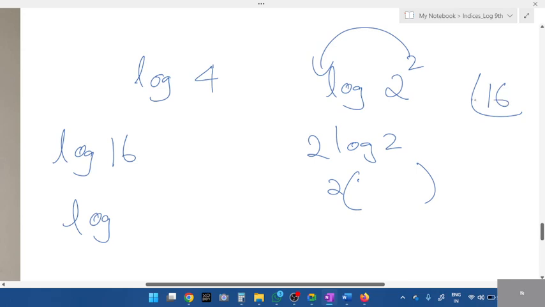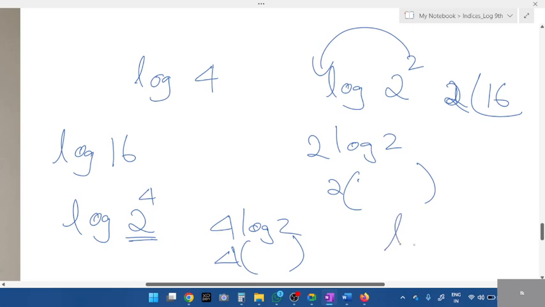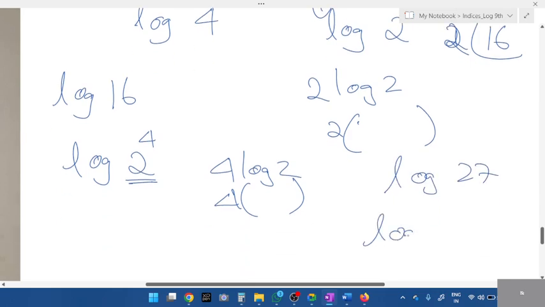Is it clear? If they give log 16, what is log 16? Factorize. Don't write 4 square. Factorize to the power of 2. 2 to the power of what gives 16? 2 to the power of 4. So it becomes 4 log 2. 4 into the value. Simple concept. Our base should be 2 or 3, students. If log 27 is given, how do you convert log 27? Log 3 to the power of 3. So it becomes 3 log 3.